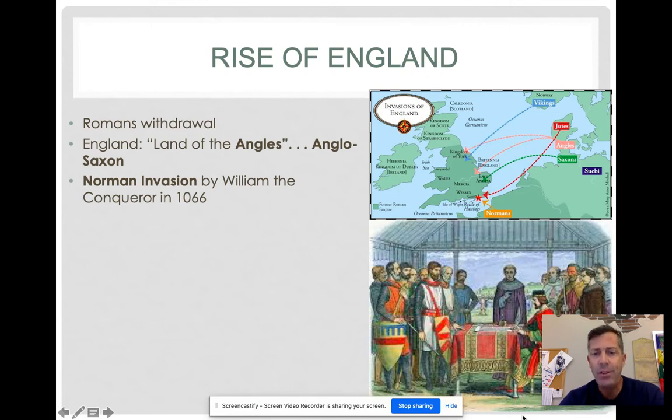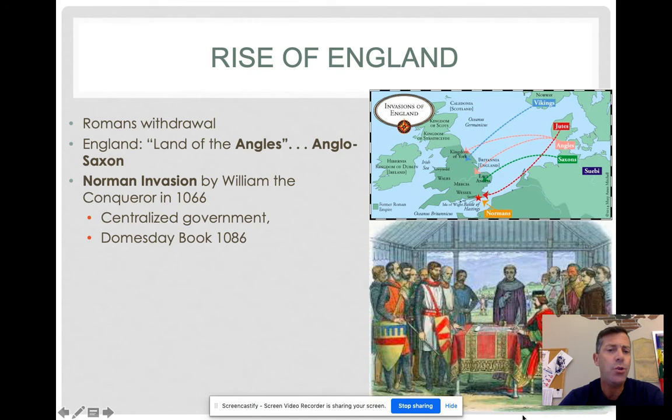And then the Normans will invade, who are from northern France, Normandy, for those who remember D-Day. So William the Conqueror invades in 1066, thus creating a whole new hierarchy of rule in England. He centralizes the government. An example of that is the Doomsday Book, where he takes account of all of the wealth of England, which in itself is kind of like a census, well before the United States was having their census every 10 years.